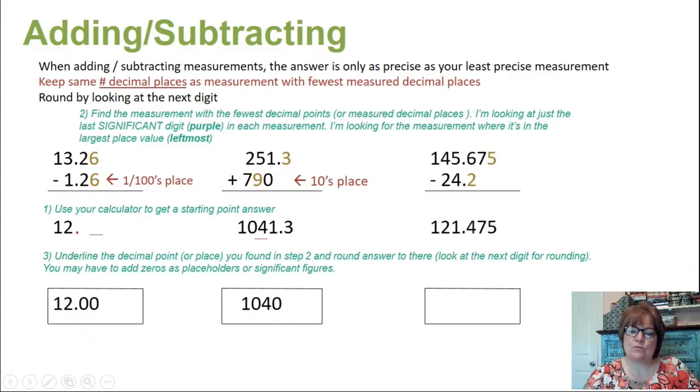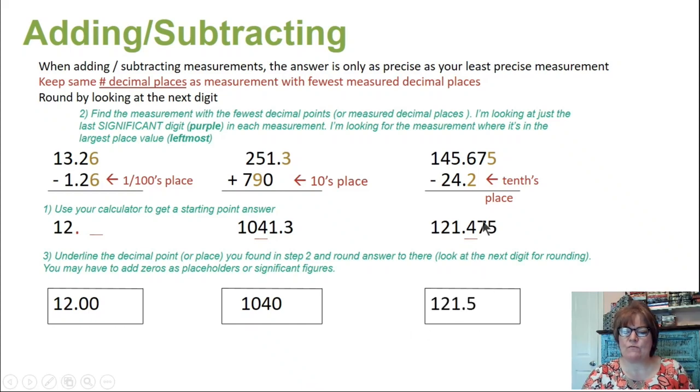145.675 minus 24.2. My calculator says 121.475. Okay, again, now I go back and I look. This number is significant to the first decimal place. This one is significant to the third. This is the least precise measurement. I'm going to round my answer to the tenths place, or to the first decimal point.